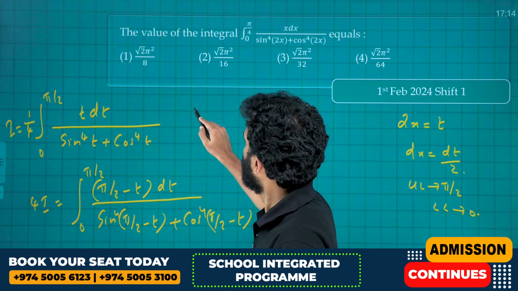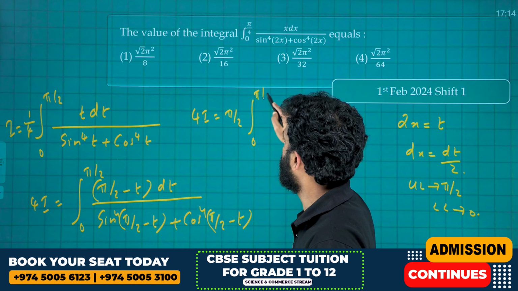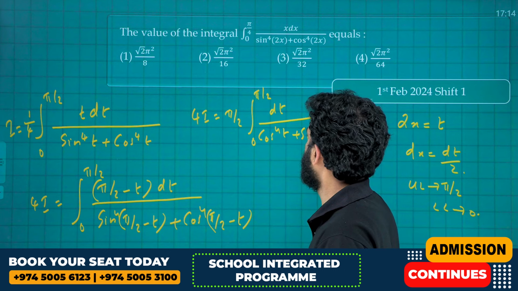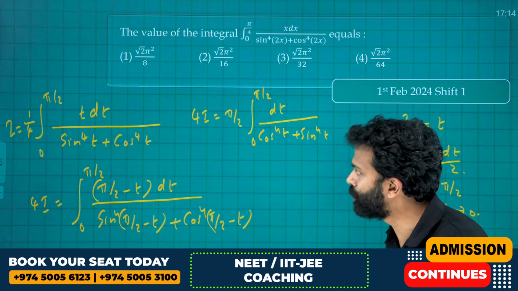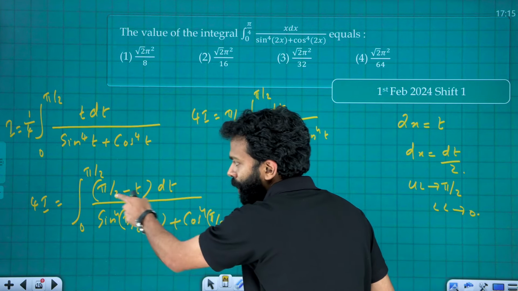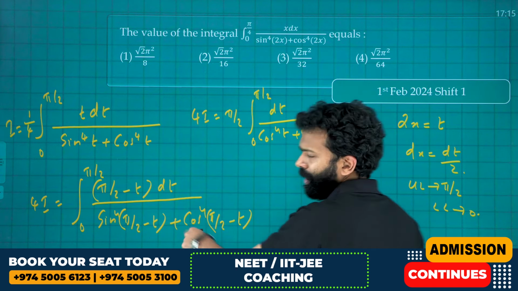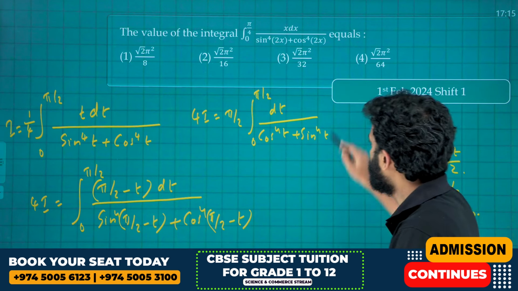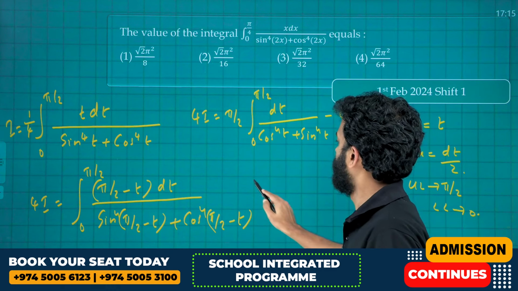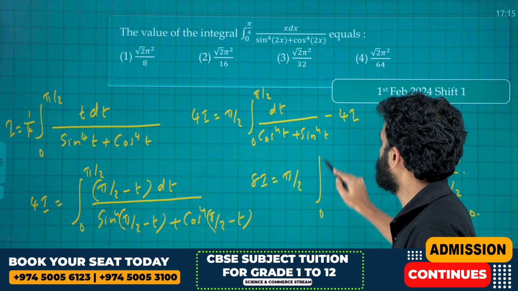Therefore, 4I is equal to pi by 2 into integral 0 to pi by 2 of dt divided by cos raised to 4t plus sine raised to 4t. Observe very closely. The next will be minus integral 0 to pi by 2 of t dt divided by cos raised to 4t plus sine raised to 4t, which is equal to minus 4I. It will be repeated. Therefore, it will be 8I is equal to pi by 2 into integral 0 to pi by 2.